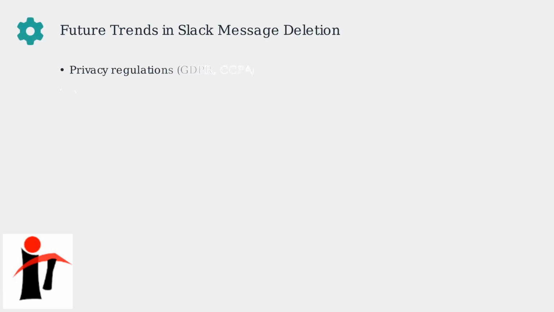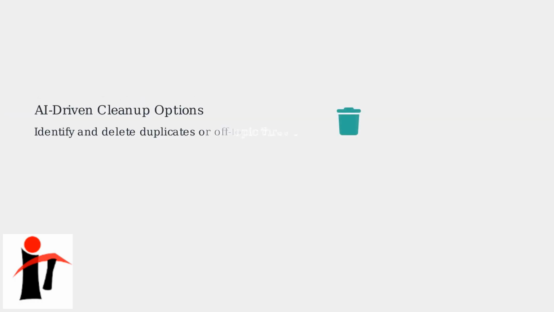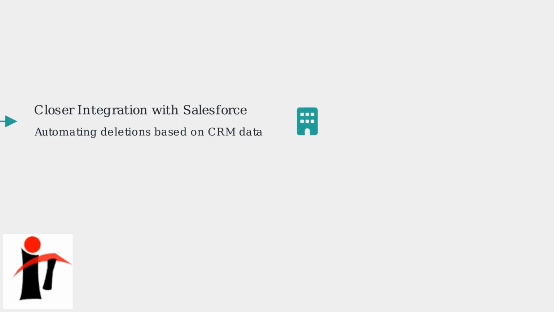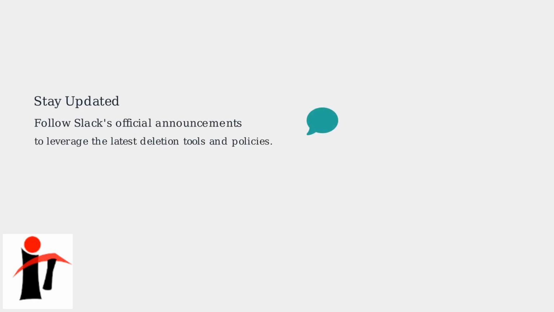Slack's message deletion features are evolving, driven by privacy regulations like GDPR and CCPA, remote work trends, and AI integration. Expect to see more customizable retention policies and AI-driven cleanup options in the future. AI-driven cleanup options will help identify and remove duplicates or off-topic threads automatically. Slack is also likely to integrate more closely with Salesforce's ecosystem, potentially automating deletions based on CRM data. As Slack competes with other platforms, it may introduce features like user-voted deletions or blockchain-verified permanence. Stay updated with Slack's official announcements to leverage the latest deletion tools and policies.